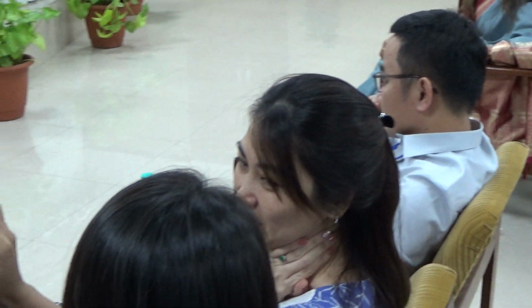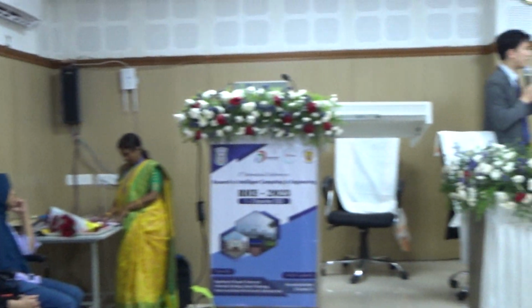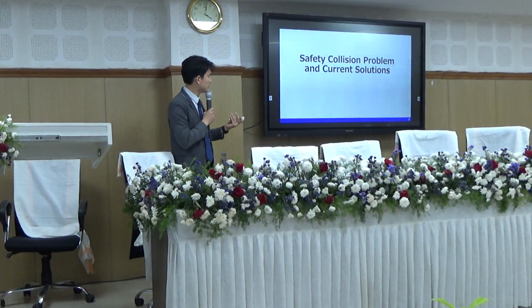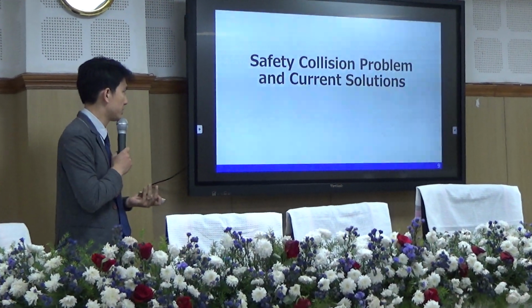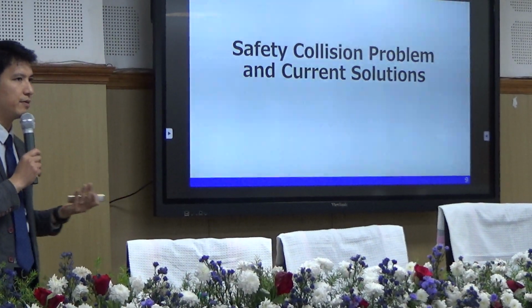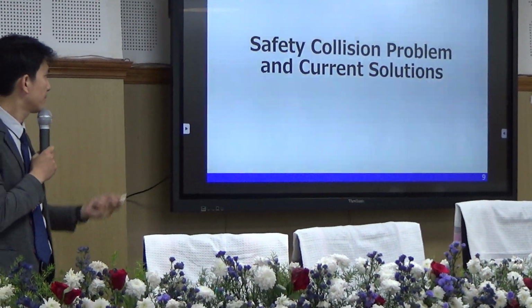So it raised a question about the safety collision of drones: how the drone can collide with an obstacle and keep safe, both itself and the environment. That leads to the safety collision problem and some current solutions. Let's see how researchers have dealt with this problem.